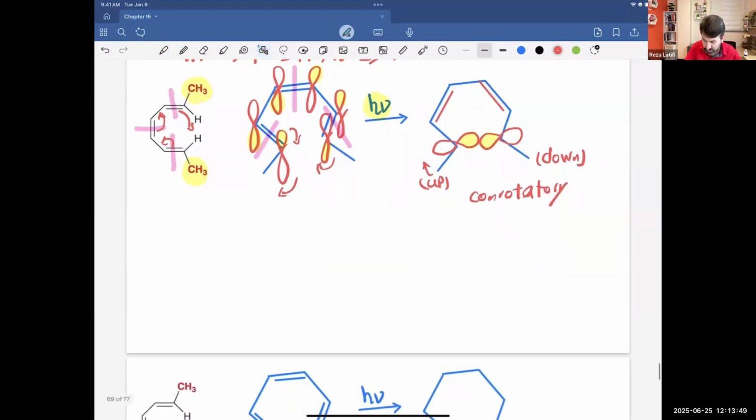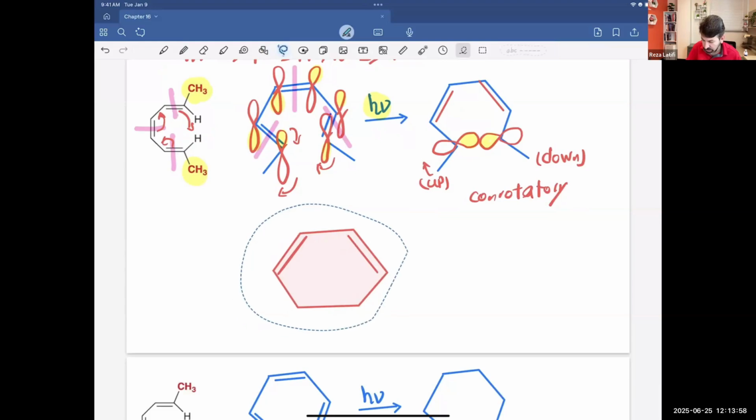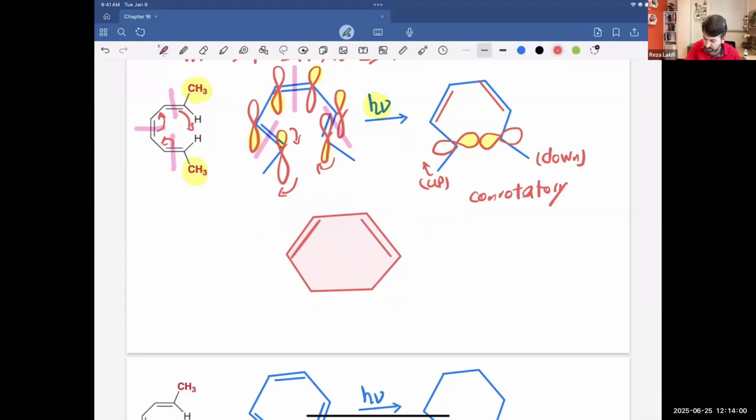Let's show the final product. The final product is going to be something like this: 2 double bonds, and one of the methyls went up. So here you go, up. Another methyl went down. There goes CH3, CH3. Okay, I got trans. And when we start with 6 p orbitals and apply light, we get trans for the substituents.